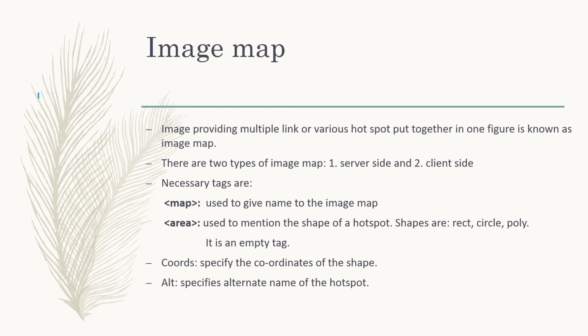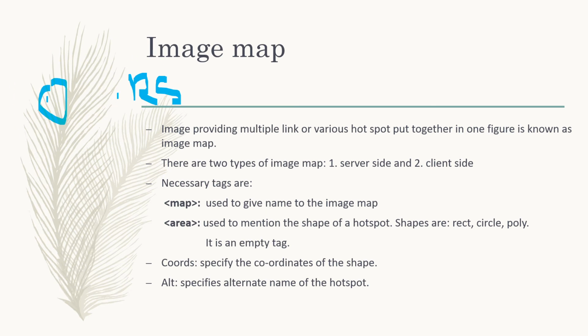Like various images are there here. One is of an office, second is of a railway station. While clicking on that, you will get the full introduction about the office, or while clicking on the image of the railway station, you will get the full picture or the description about the railway station. This type of example or view is known as an image map.